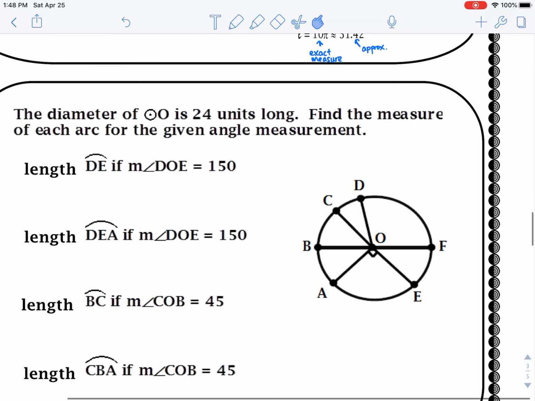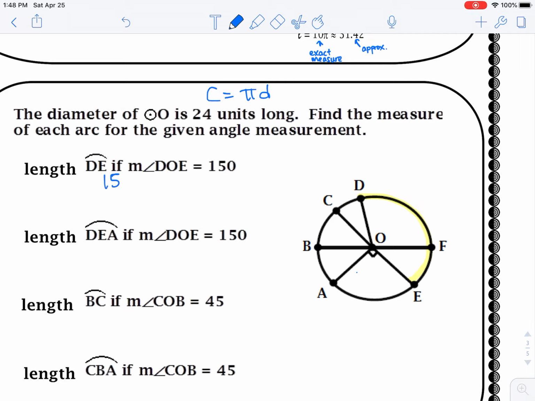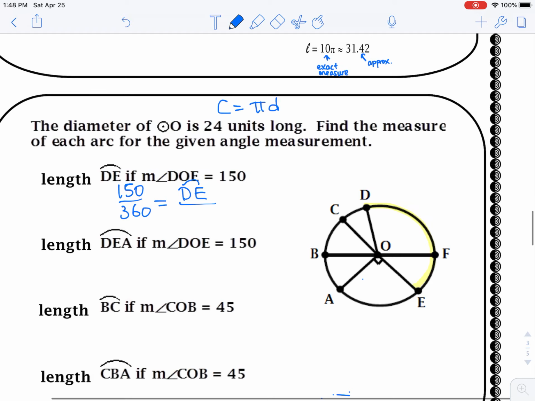We have the diameter is 24 units long. So circumference is pi times the diameter. Find the measure of each arc for the given angle measurement. So we want to know DE, and DOE is 150. So we have 150 divided by 360 is going to equal that arc length over the circumference, which is pi times the diameter, so 24.